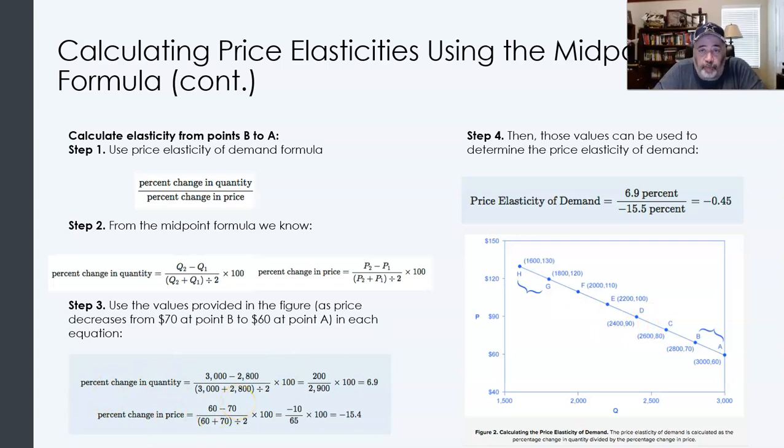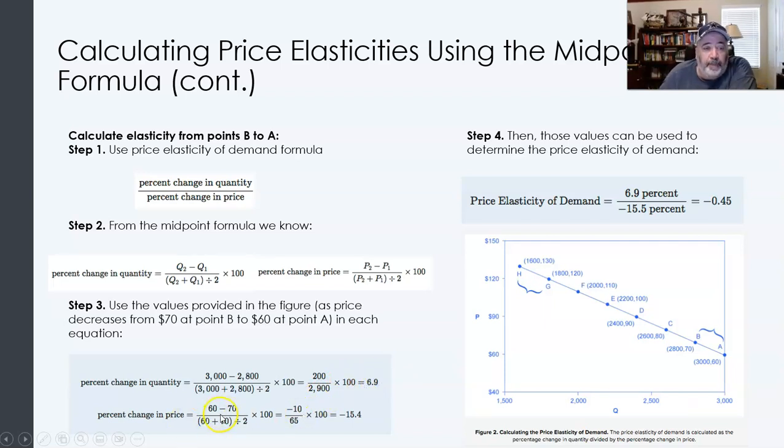3,000 is the new number, 2,800 is the old number. You subtract those, you end up with 200. There's your difference. But now you've got to do this right here. 5,800 divided by 2 is 2,900. 200 divided by 2,900 times 100 is 6.9. The change there is 6.9%.